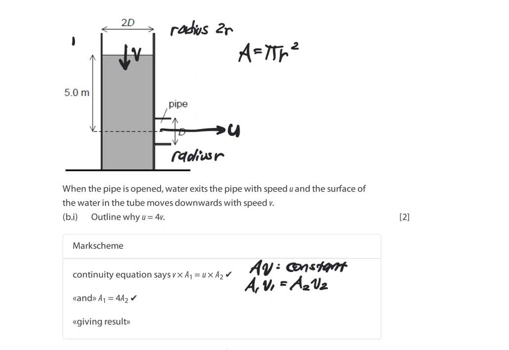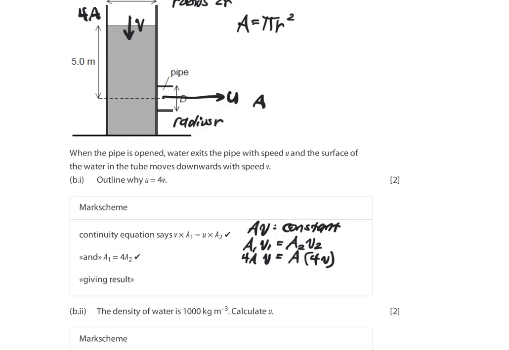Up here we would have 4 times the area, and then down at the pipe it's just regular area A. So following the continuity equation, if the top has an area of 4A because it has twice the radius, and the pipe has just area A, then 4 times the area means the flow out of the pipe is going to be 4 times as fast. And so there you go. U is equal to 4v.